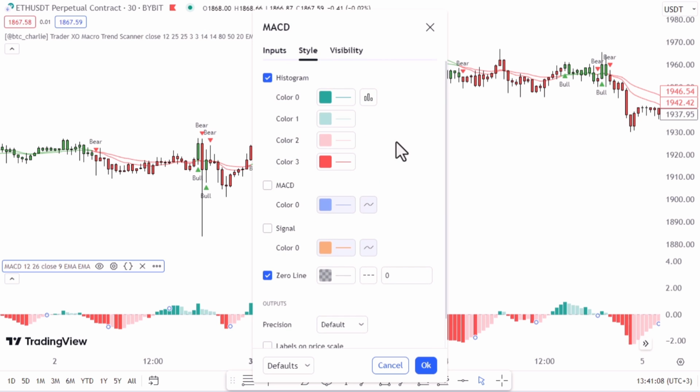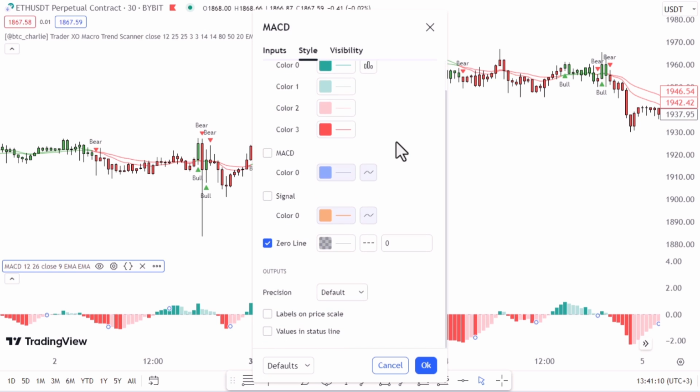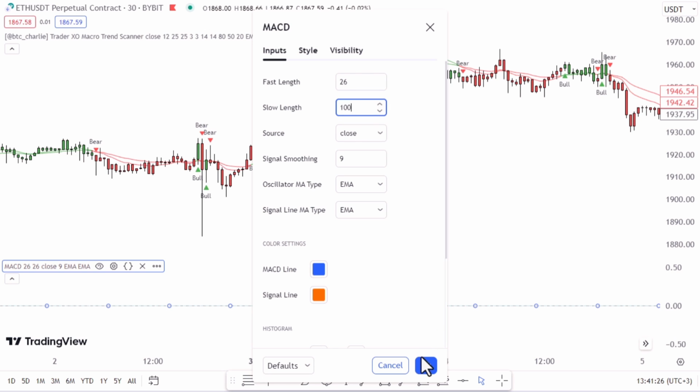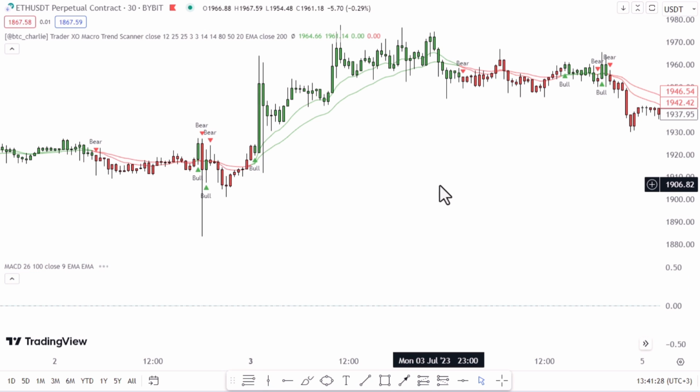If you're familiar with the MACD concept, we know that these are the moving averages, so we already have the crossing of the moving averages on our chart, so we don't want to make that so messy. We move to the input section, and from here we change the fast length option to 26 and the slow length to 100. So let's know how to use this MACD indicator in this strategy.